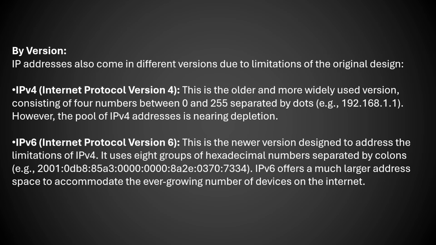IPv4, that is Internet Protocol version 4, is the older and more widely used version. IPv4 addresses are based on 32-bit numerical addresses, that is, it can support approximately up to 4.3 billion unique addresses. Whereas IPv6 is a newer version of the Internet Protocol. It is based on 128-bit numeric addresses.